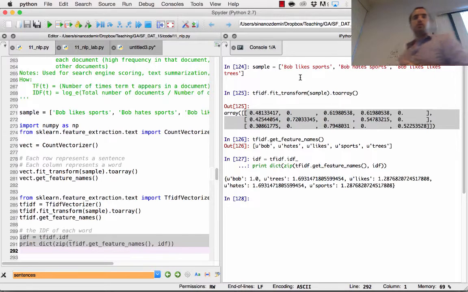Bob has an IDF of 1, which is the lowest score. It's 1, 1.69, 1.28. Bob has the lowest score because why? Why does Bob have the lowest IDF score? It's the only word in every sentence. Therefore, it has the lowest IDF.